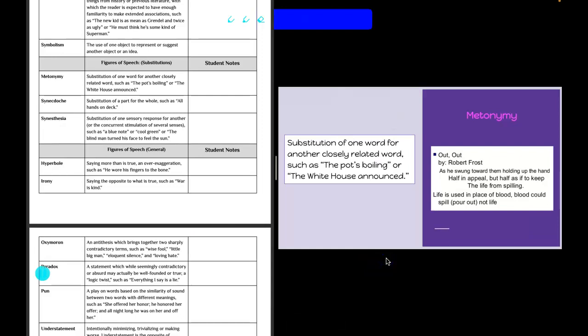We start with metonymy. Metonymy is substitution of one word for another closely related word, such as the pot's boiling or the White House announced. So the pot isn't actually boiling, it's the water inside the pot that is boiling. So we're using metonymy when we say the pot's boiling. The White House didn't announce, the people in the White House made an announcement, but we use metonymy because we all understand that when it says the White House announced, that announcement came from the White House, and the term is metonymy.